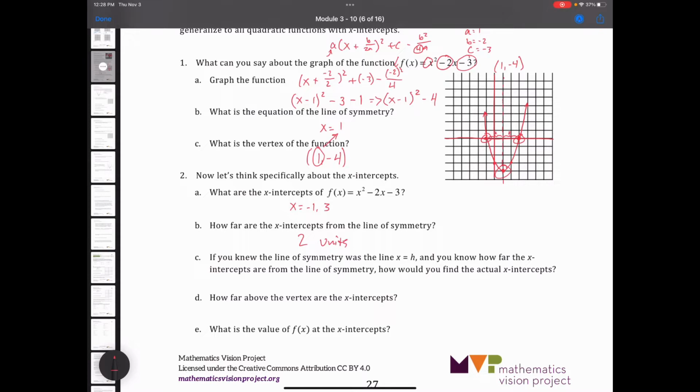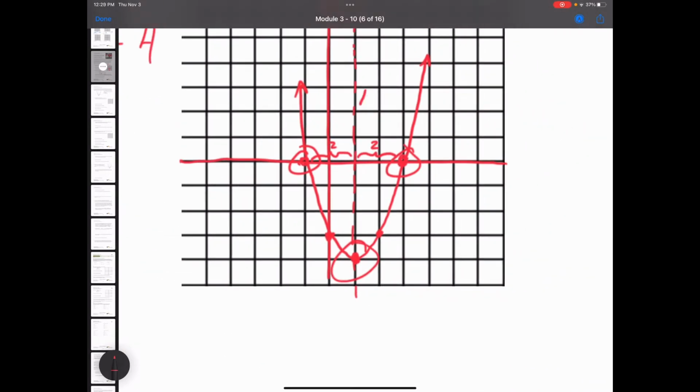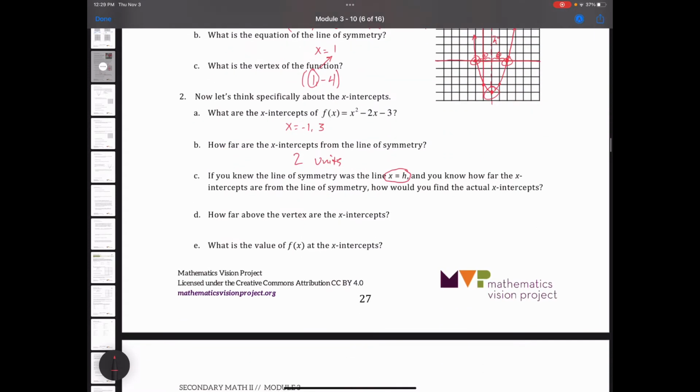So if you knew the line of symmetry, instead of having a numerical value, had the value h, and you know how far the x-intercepts are from the line of symmetry, how could you find the x-intercepts? Well, you should be able to take h, which is this dotted line right here, and add whatever the distance is, and subtract, right? So it should be h plus 2 and h minus 2. Okay, so that's just an interesting thing to note.